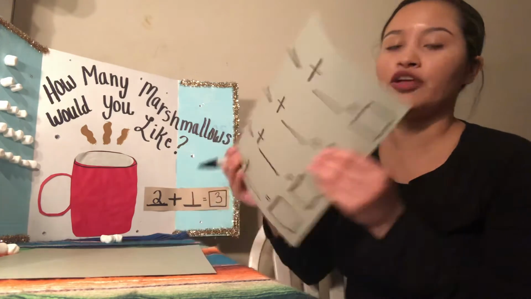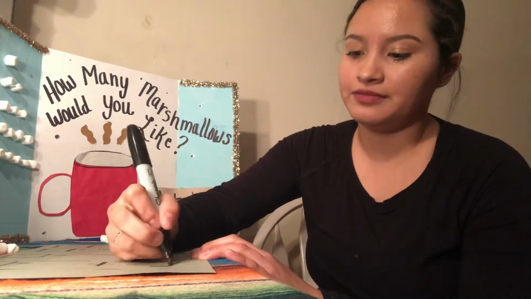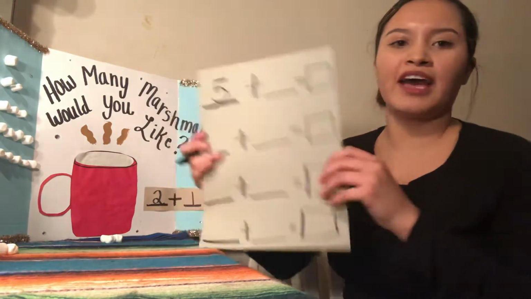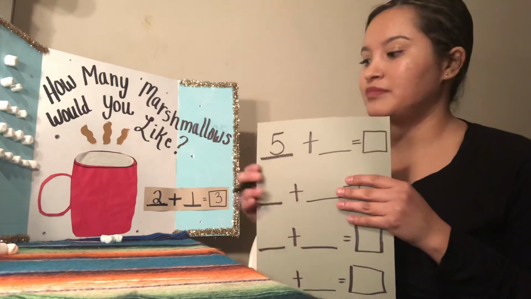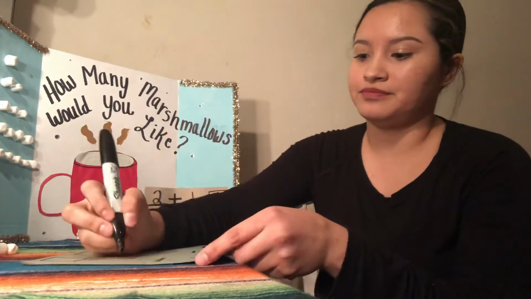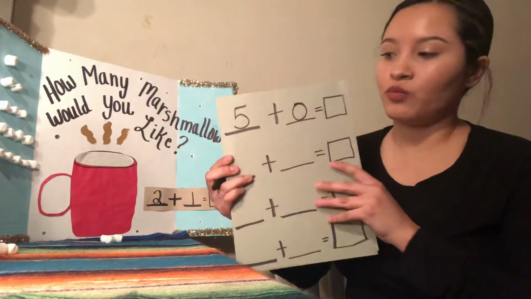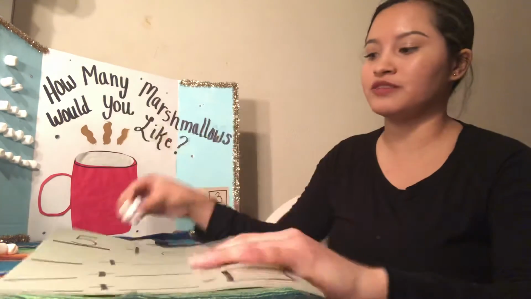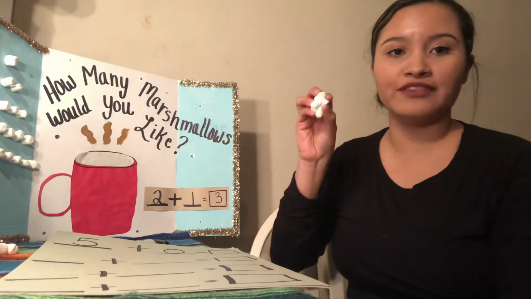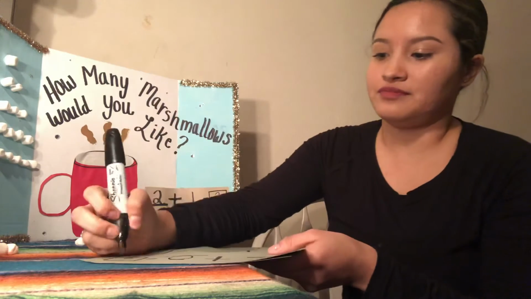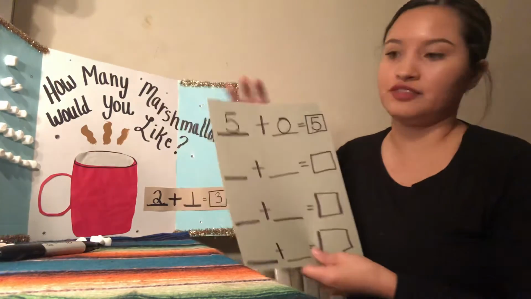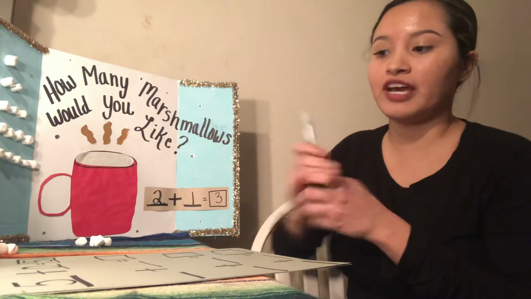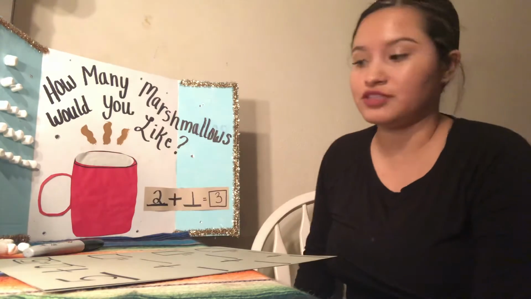So let's go ahead and use another one of our strips here and write 5. Let's say I want to add more, but then I changed my mind last minute. And I want to add none, 0. What's 5 plus 0? If we have 5 marshmallows and we don't add any, do we still have 5? Yes, so 5 plus 0 equals 5 because you didn't add any. And sometimes you're going to have problems where you don't add any numbers and you just simply put 0.